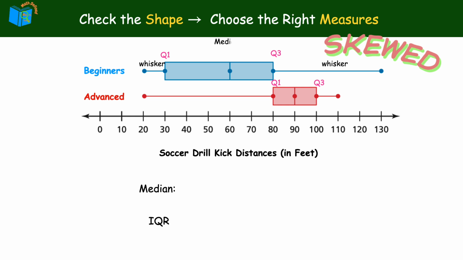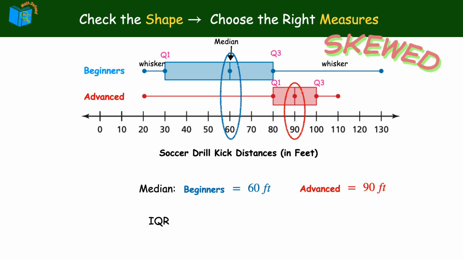Now let's look at those medians. In the beginner sample, the median kick distance is 60 feet. In the advanced sample, the median is 90 feet. So a typical advanced player kicks about 30 feet farther than a typical beginner.